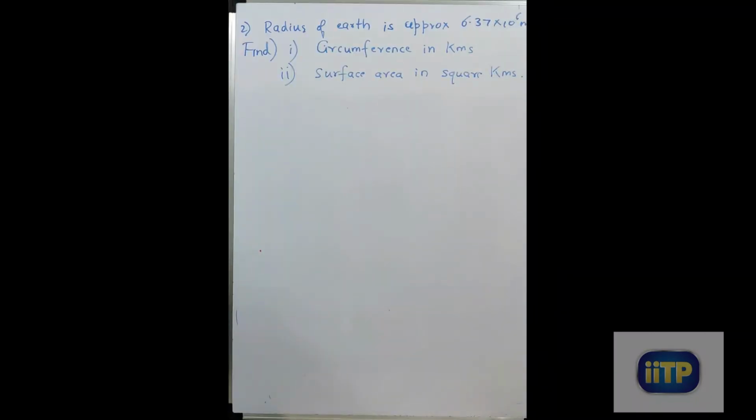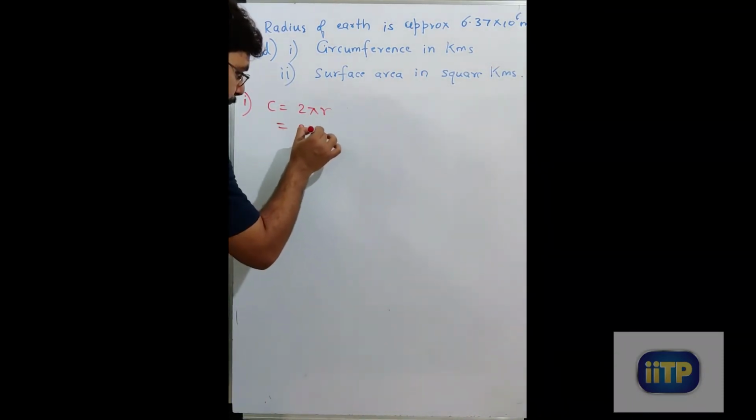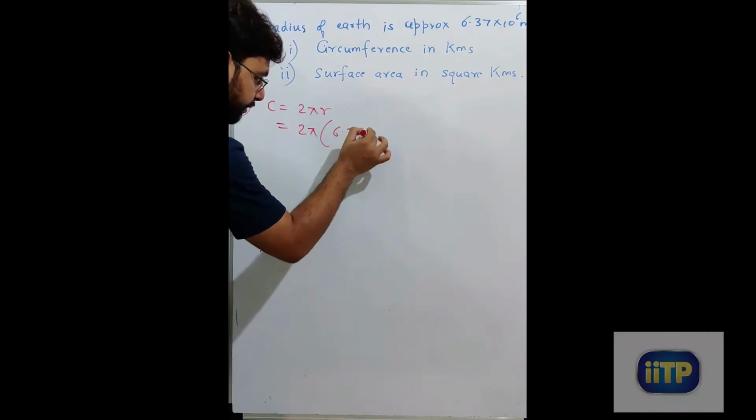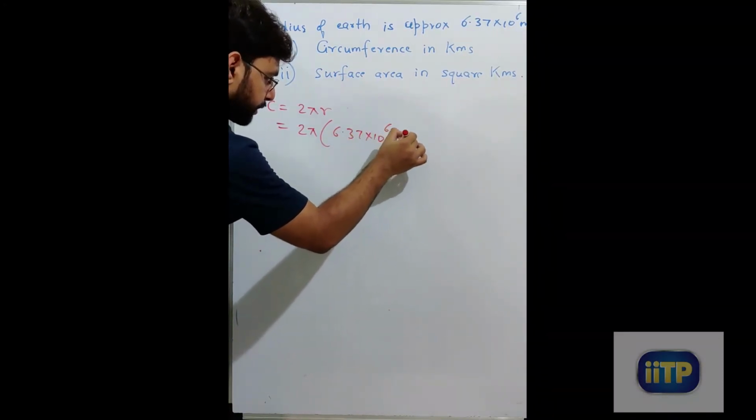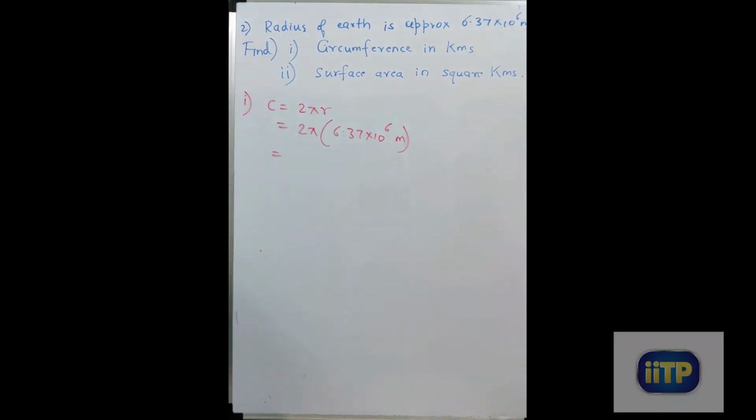First, what is the circumference of the earth? Circumference is given by 2 pi r, right? So substitute the value: 2 pi into radius, which is 6.37 into 10 raised to 6 meter. What will be the answer? It will be 4 into 10 raised to 7, right?